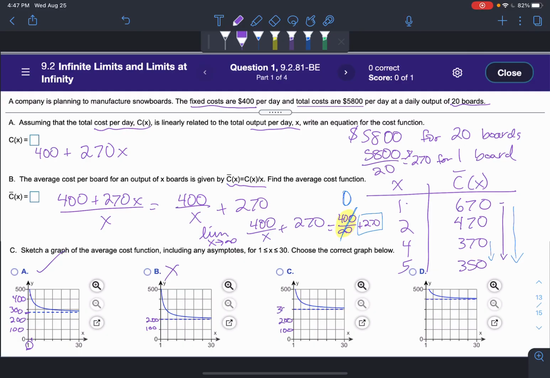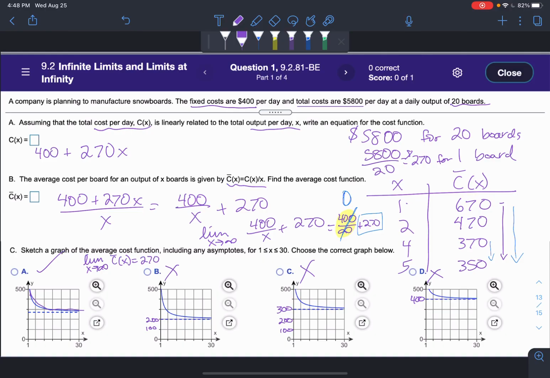And again, we can verify because we know that the limit as x gets really large, goes to infinity, of our average cost function is 270. And so what that means is as I'm tracing along left to right and going all the way out to infinity, it's just going to continue approaching 270. It's never going to cross, but it's approaching that. And so that's why A is correct.